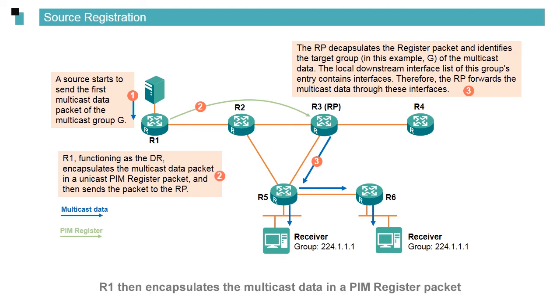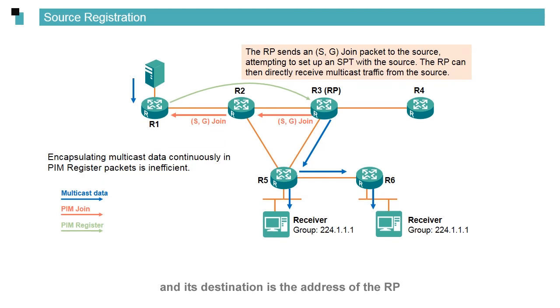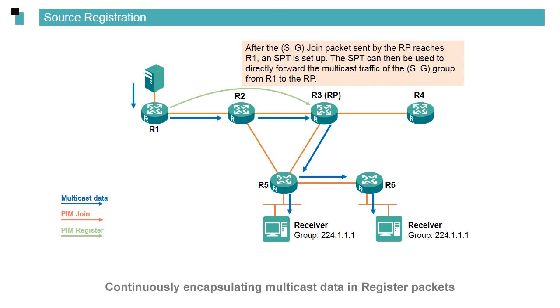R1 then encapsulates the multicast data in a PIM register packet and sends it to the RP, whose address it already knows. The PIM register packet is a unicast packet, and its destination is the address of the RP. The PIM register packet containing multicast data is routed to the RP, which decapsulates the packet and obtains the multicast data. The RP then forwards the data along the established RPT.